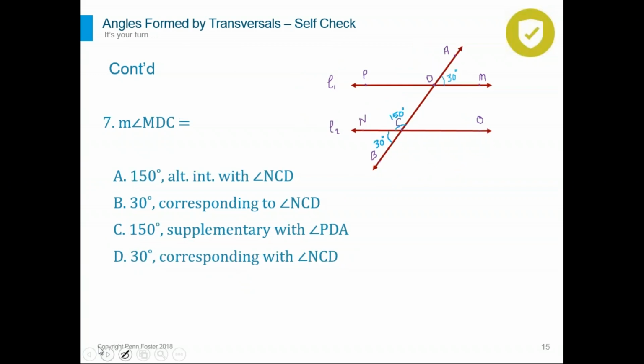Next question on the same system. So far, the measures in blue on that figure are the ones that we already know from our previous questions. Now, this question is asking what is the measure of the angle MDC? So MDC would be this one. This is the one that we're trying to find the measure for. Is it 150 degrees because it's alternate interior with NCD? NCD. Are these alternate interior angles? And does that measure 150 or no?